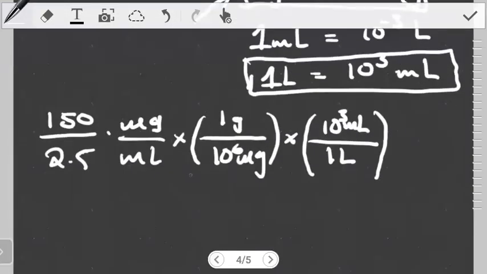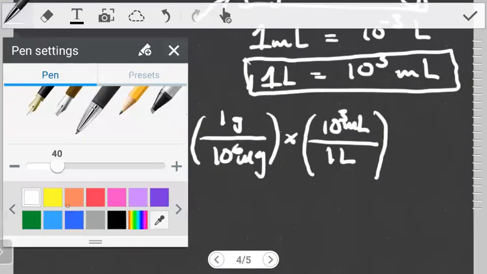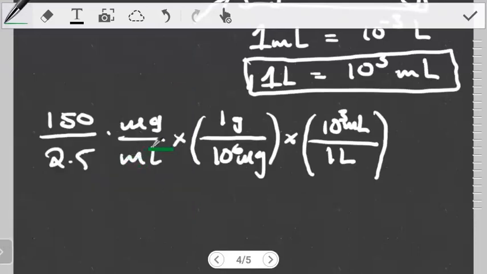Now notice that I kept alternating the unit. If the one I want to eliminate is in the numerator, I positioned it in the denominator. If it was in the denominator, then in my converter, I made sure it was in the numerator. Why was I doing that? It was so that when I multiply, these will cancel with that unit, and this will cancel with that.